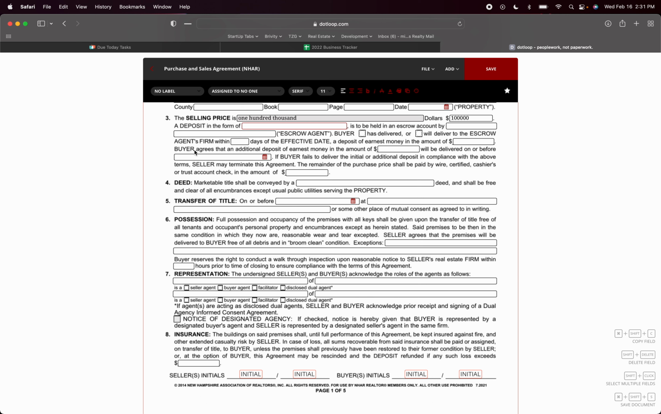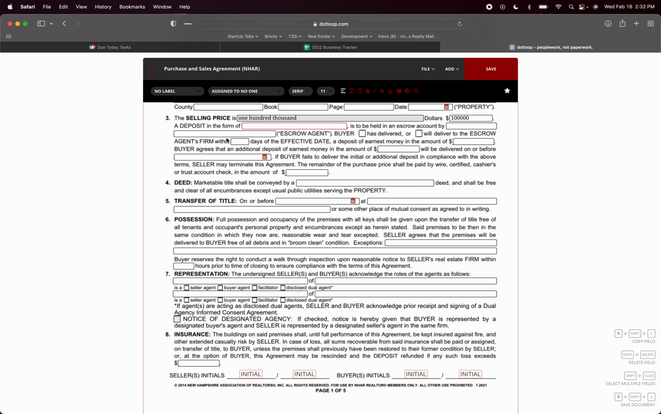This next section talks about buyer agrees that an additional deposit of earnest money in the amount of blank will be delivered on or before blank. So this is going to be a second deposit if that is something that the buyer and the seller agree to. A second deposit, same as a larger first deposit, can just indicate a higher level of seriousness and perhaps make an offer more attractive in a multiple offer situation to a seller. That amount is pretty variable because it's not something that's necessarily as common practice. So any amount, honestly, that the buyer and the seller agree to is fine there.